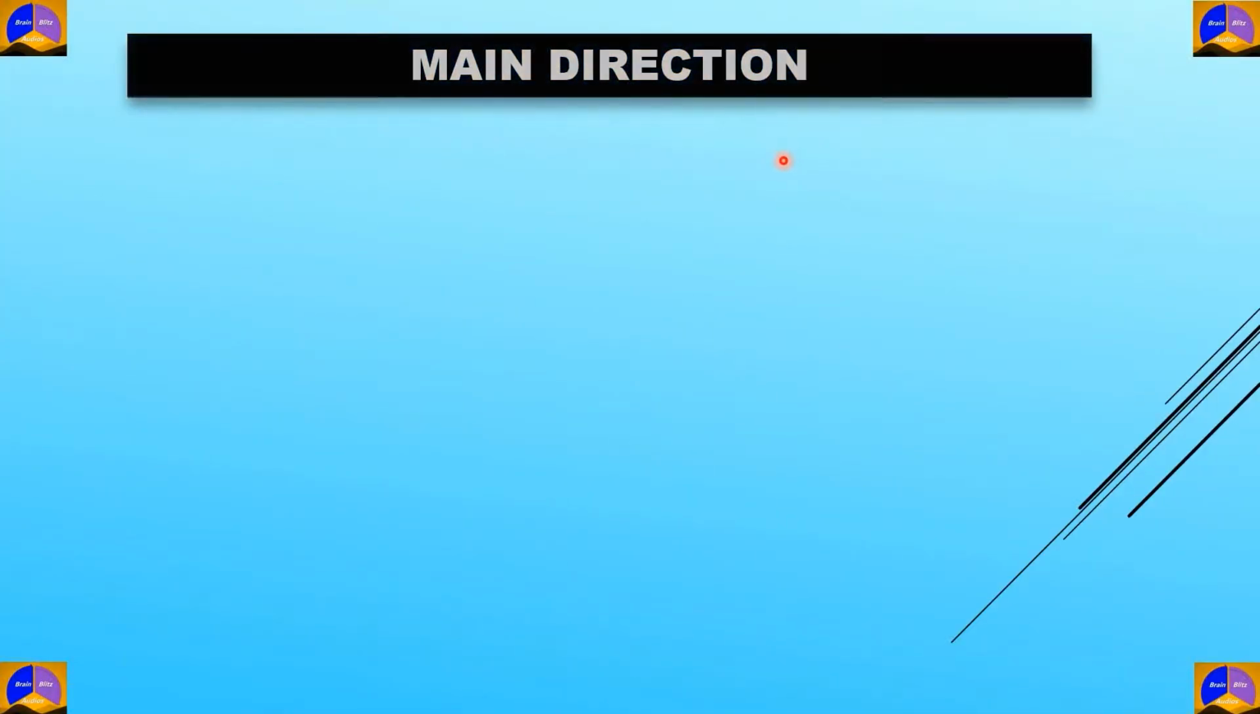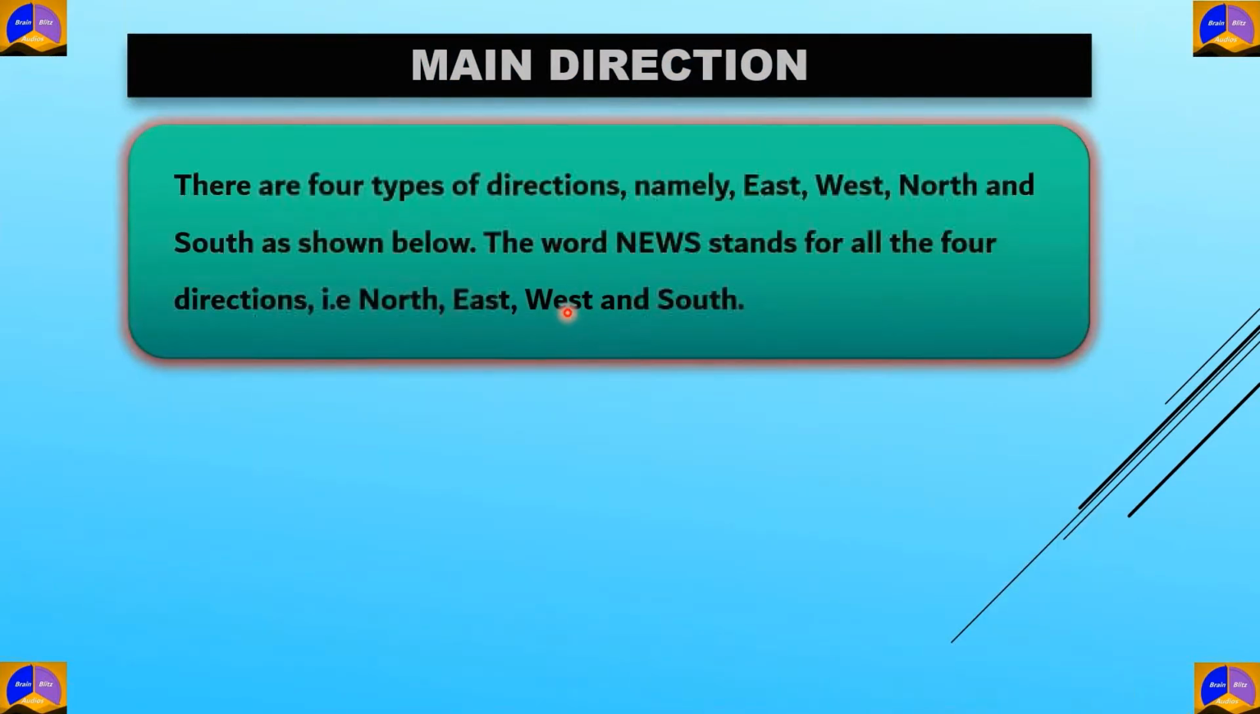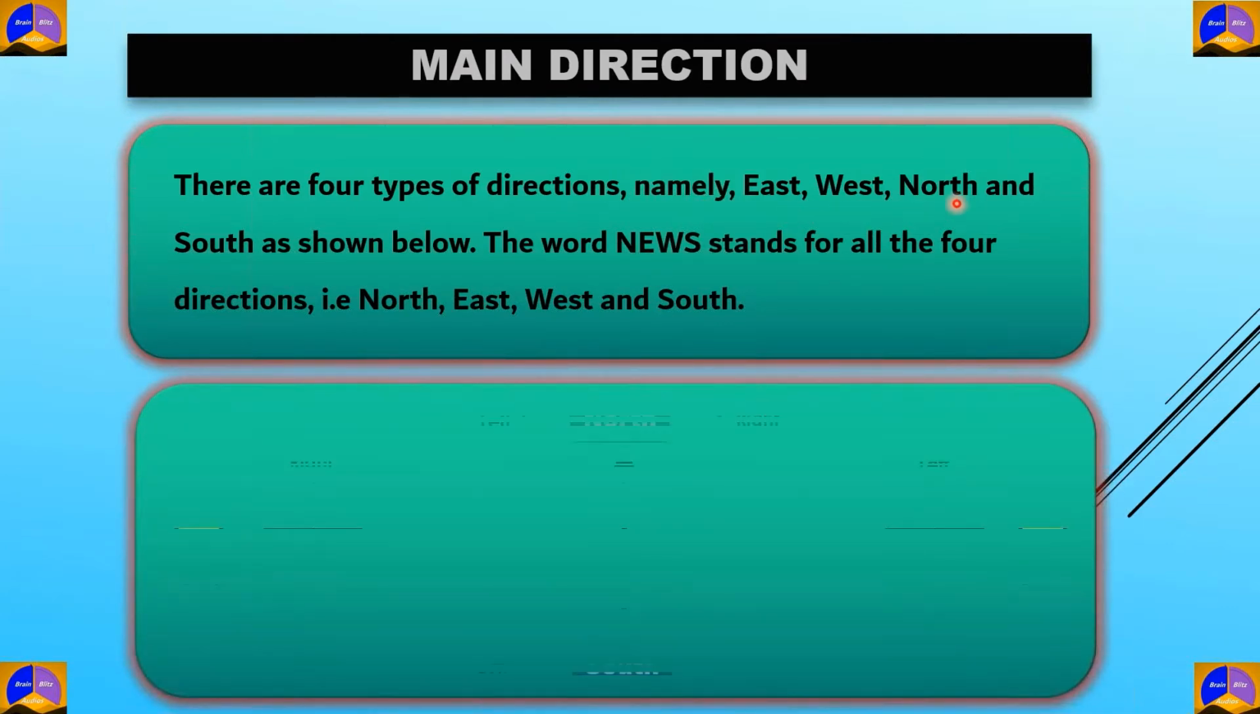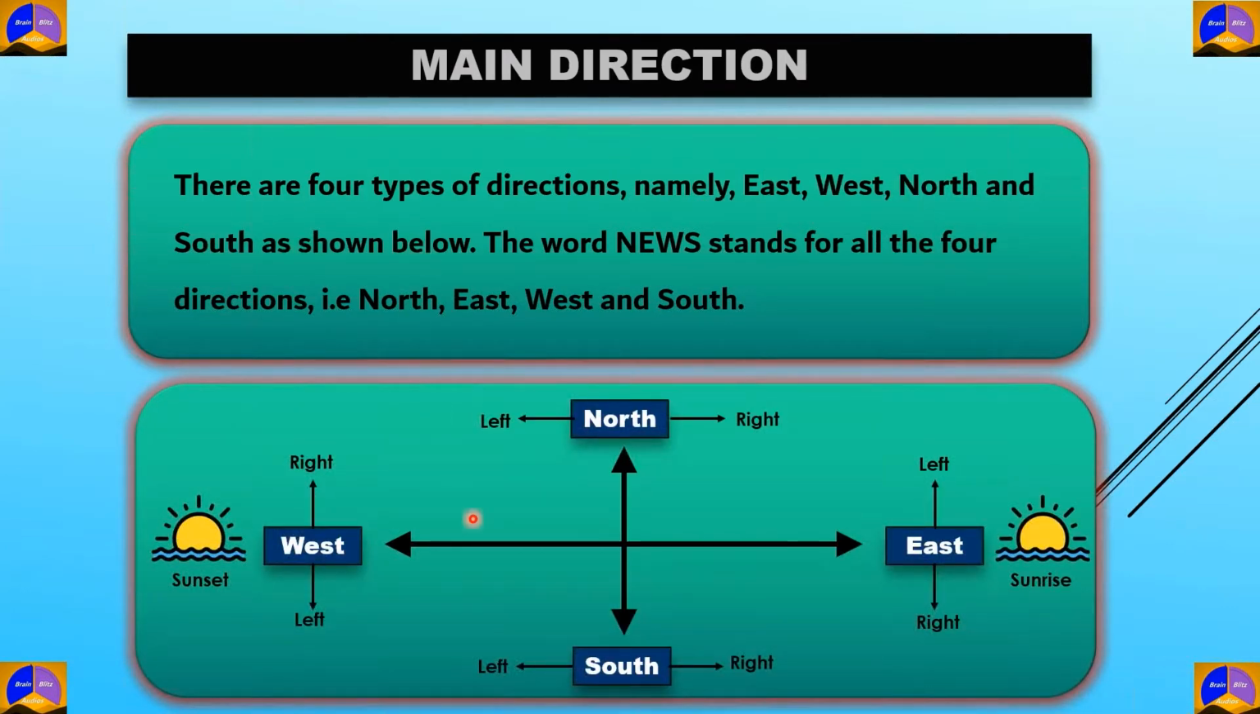Main directions. There are four types of directions, namely east, west, north, and south, as shown below. The mnemonic for remembering these directions is NEWS, which stands for north, east, west, and south. Now sunrise happens in the east and sunset happens in the west.